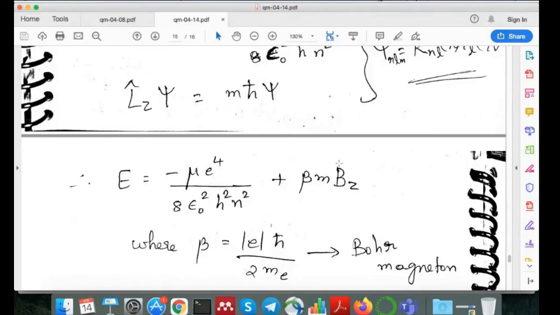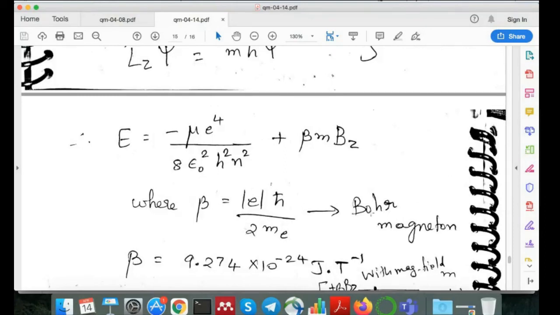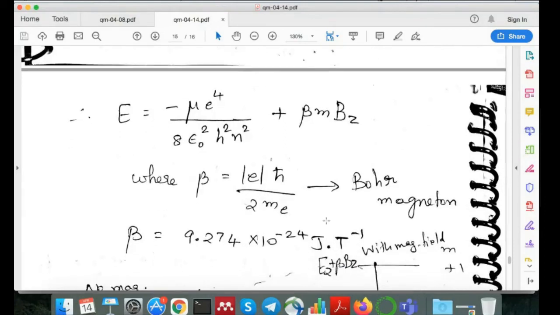And then there is an additional term, which is beta m Bz. Okay, m represents your magnetic quantum number, right? So the only variable that you have here is your magnetic quantum number, and Bz is the magnetic field in the z direction, and beta is a constant. This beta constant is called the Bohr magneton, and it has a particular value. So this is the value of the beta.